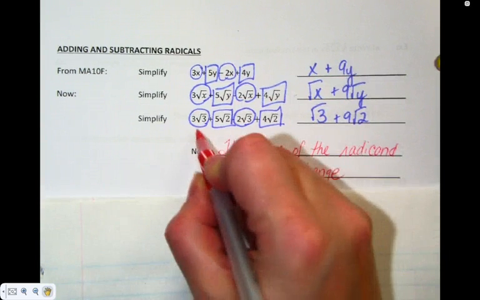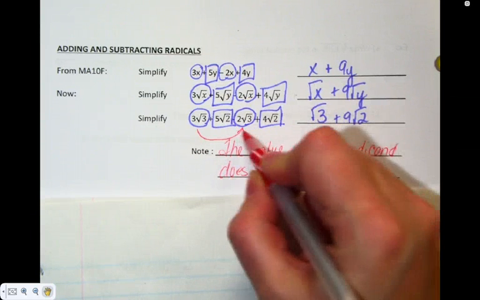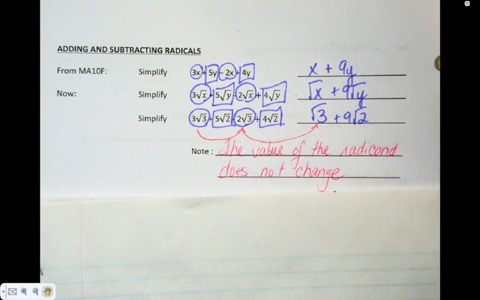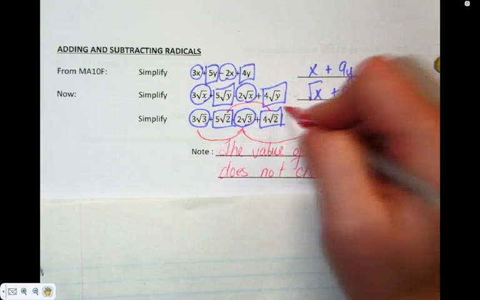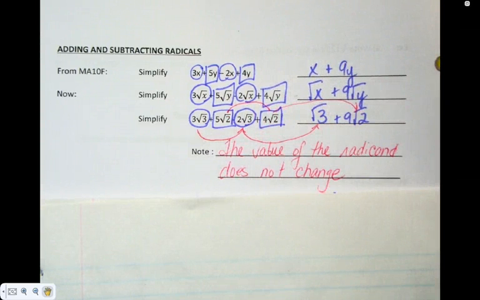So here I had root 3, and I combined it with a root 3, and what did I end up with? Root 3. I didn't combine those to be root of 9. I didn't combine them to be root of 6. I just left it as root 3. Same thing here. I had root 2, and I combined it with a root 2, and I ended up with a root 2. I'm not changing the radical. All I'm doing is changing those coefficients.